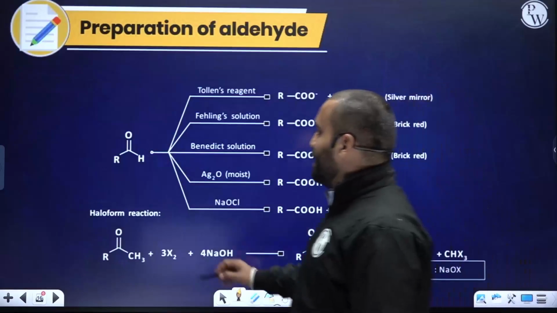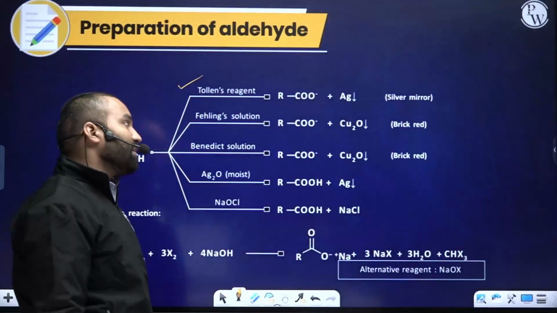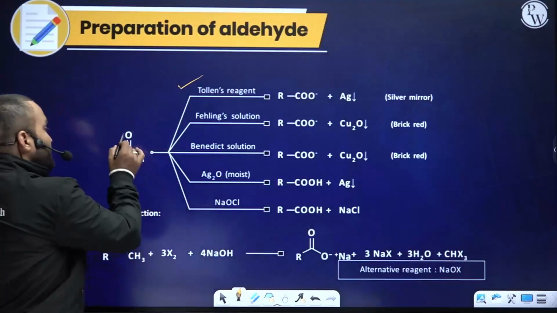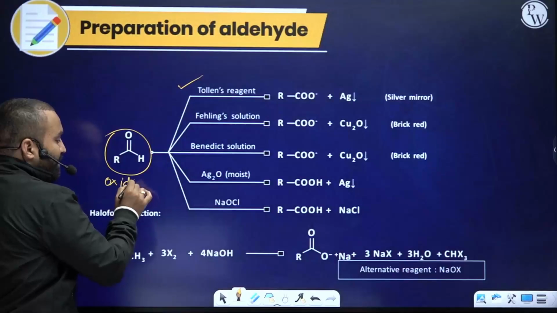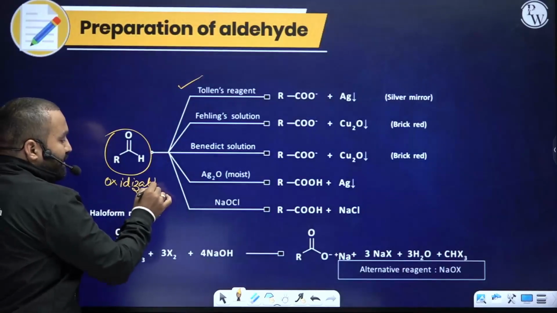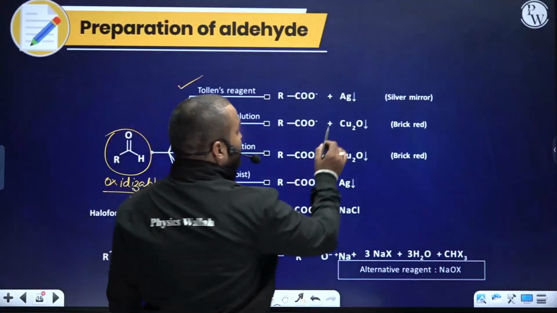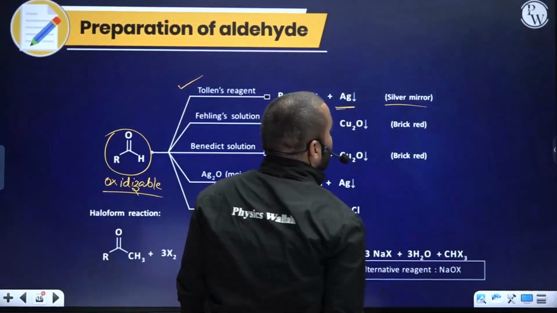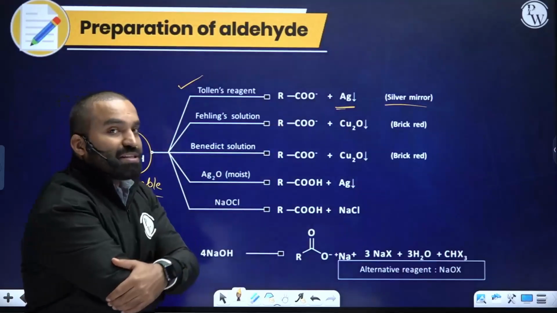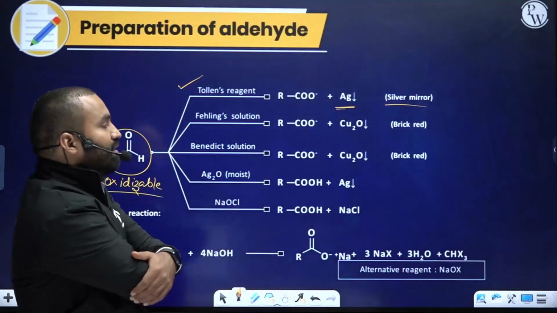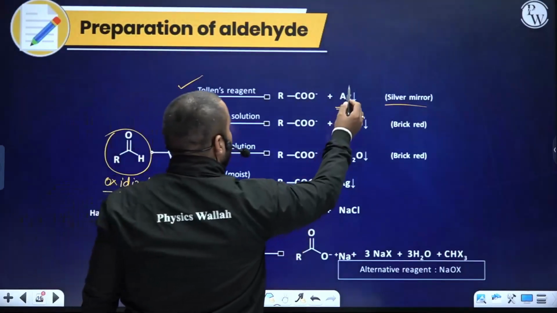So starting from an aldehyde, we can do Tollens reagent treatment. Tollens reagent is ammoniacal silver nitrate solution. So this is my aldehyde, which is oxidizable. You can oxidize this to its corresponding acid, and silver precipitates. This is known as the silver mirror. If anybody asks you, is it a silver mirror test? Actually, it's a Tollens reagent test. Silver obtained as a result of this reaction is in the zero state, silver in metallic form.